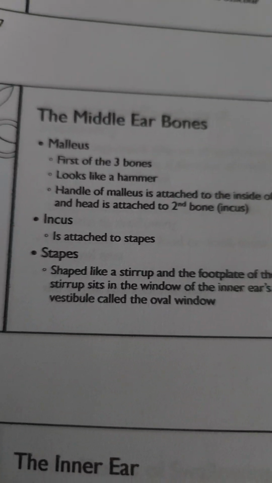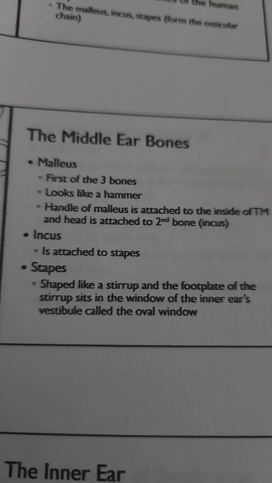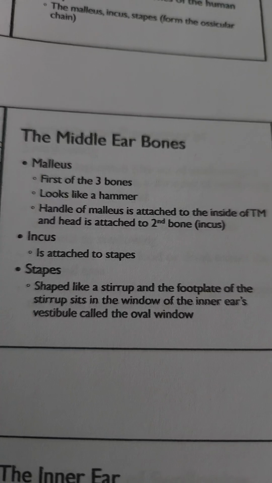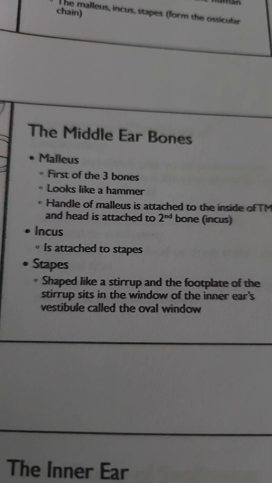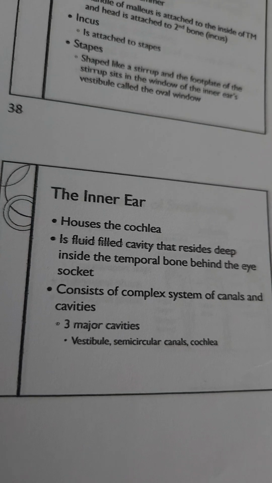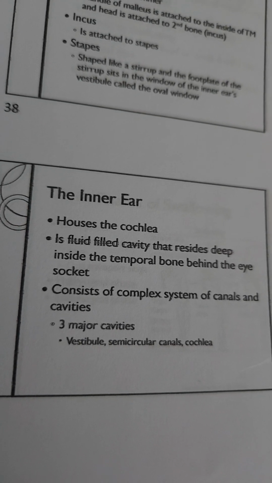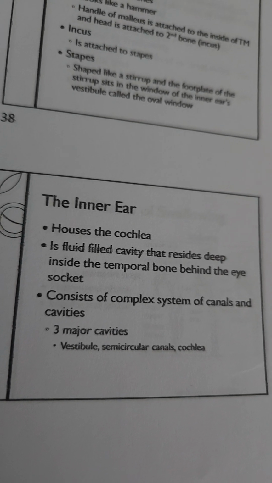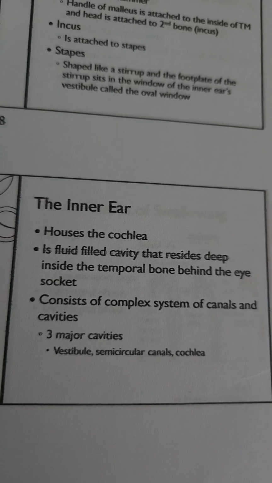The stapes are shaped like a stirrup, and the footplate of the stirrup sits inside the window of the inner ear's vestibule called the oval window. The inner ear houses the cochlea. It's a fluid-filled cavity that resides deep inside the temporal bone behind the eye socket.